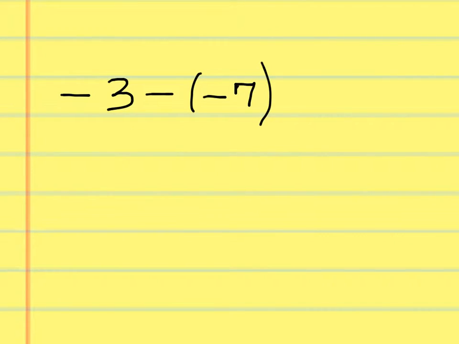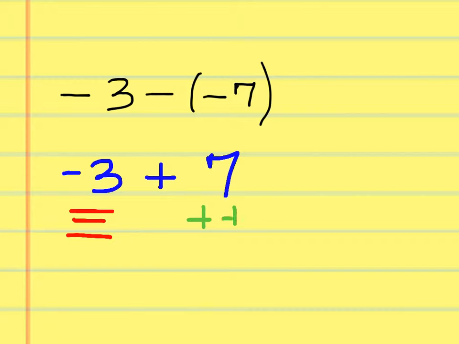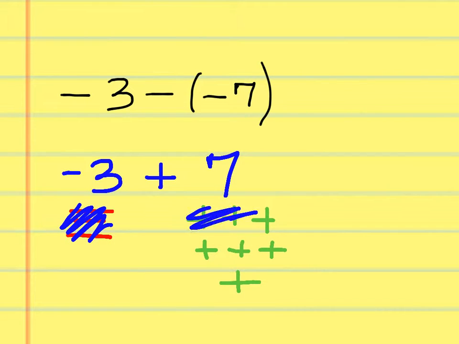This is -3 minus a -7. What can I do to these two signs here? Make it positive, yes. So it's -3 plus 7. Double negative changes to plus. And now you have a negative plus a positive. You can do 3 negative signs and 7 positive signs. You can cancel these 3 negatives with these 3 positives. What does that leave me with? 4. The answer is +4.